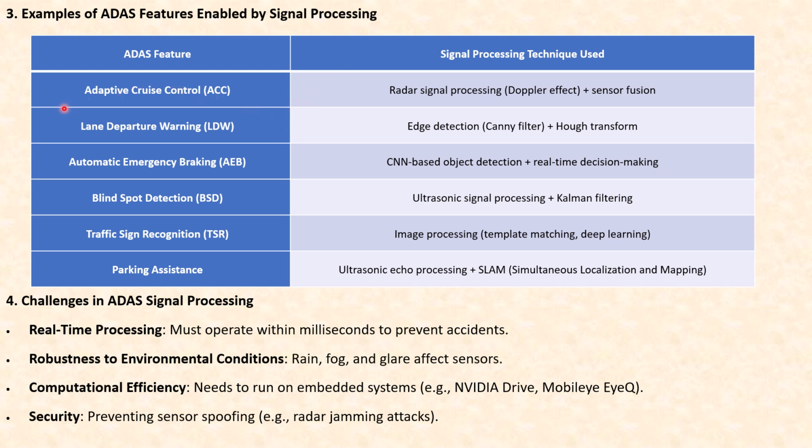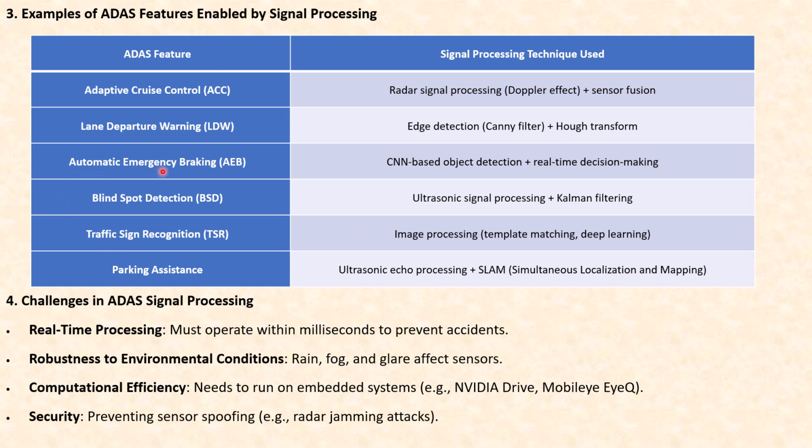Okay, first ADAS feature is adaptive cruise control. Next is radar signal processing plus sensor fusion. What is the signal processing technique used? Radar signal processing based on Doppler effect plus sensor fusion. When it comes to lane departure warning, it is edge detection, which is done by Canny filter plus Hough transform. I am not sure of the pronunciation. Some people even call it Ha transform, but I am pronouncing it as Haug transform.